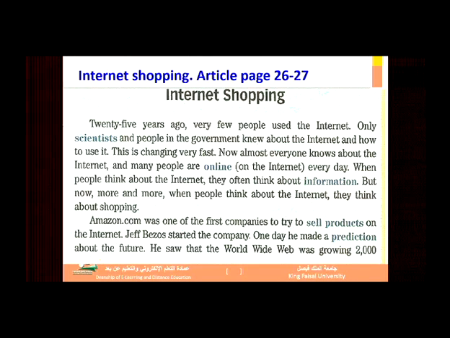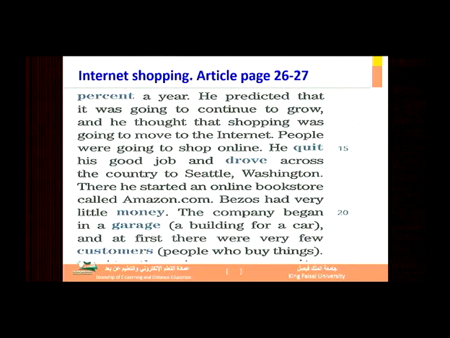Amazon.com was one of the first companies to try to sell products on the internet. Jeff Bezos started the company. One day he made a prediction about the future. He saw that the World Wide Web was growing 2,000% a year. He predicted that it was going to continue to grow, and he thought that shopping was going to move to the internet. People were going to shop online.